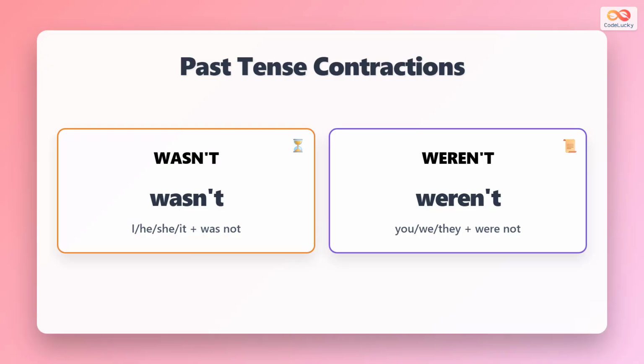Now for past tense. Use wasn't with I, he, she, and it. For example, she wasn't happy. Use weren't with you, we, and they. For example, we weren't at home. Again, wasn't is for singular and weren't is for plural or you.